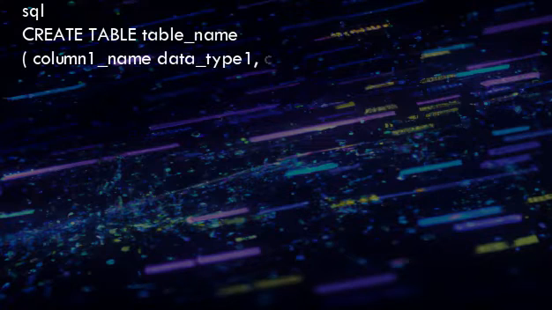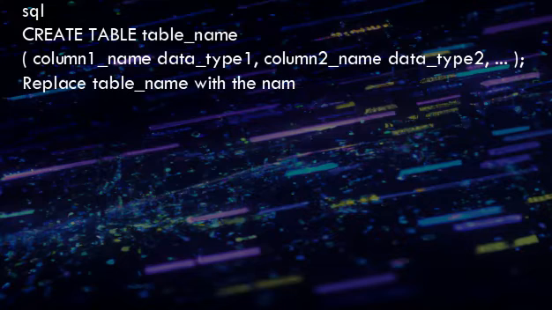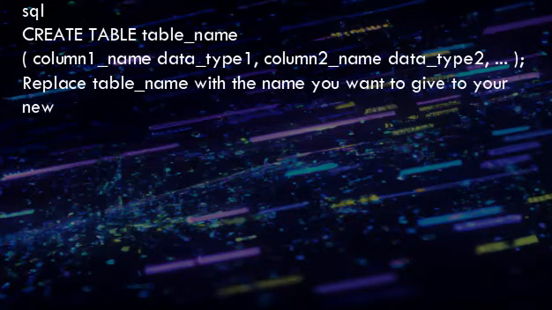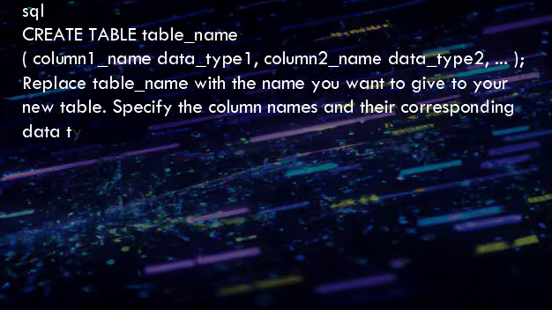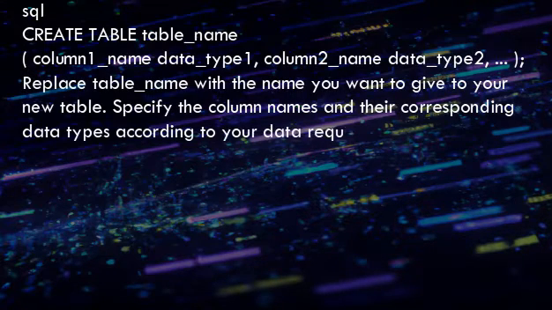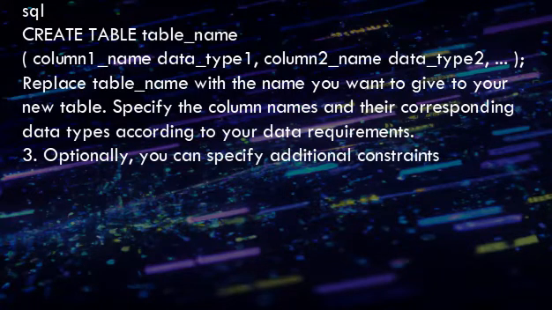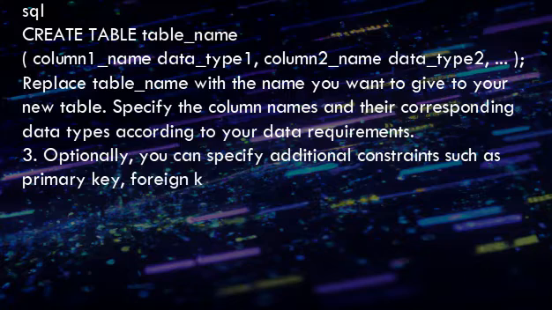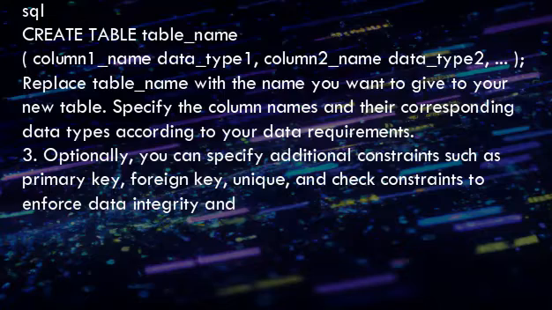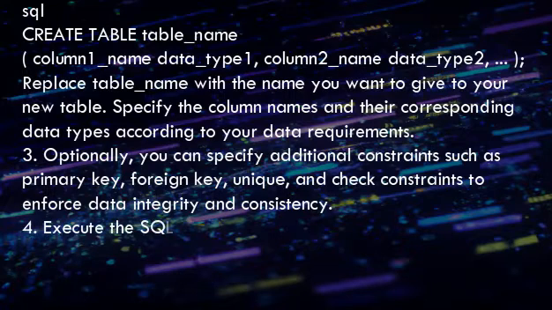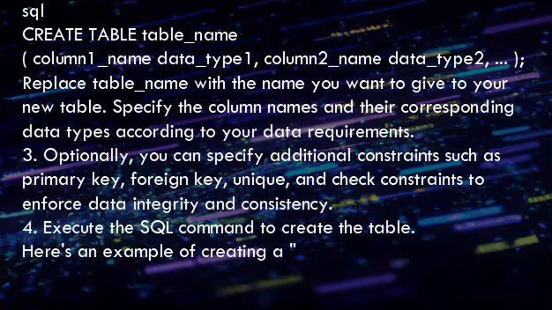CREATE TABLE table_name (column1_name data_type1, column2_name data_type2); Replace table_name with the name you want to give to your new table. Specify the column names and their corresponding data types according to your data requirements. 3. Optionally, you can specify additional constraints such as primary key, foreign key, unique, and check constraints to enforce data integrity and consistency. 4. Execute the SQL command to create the table.